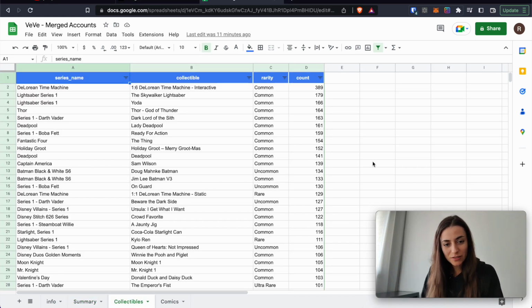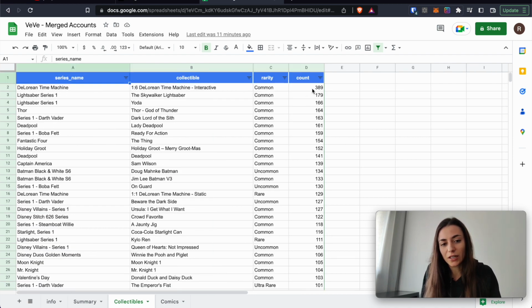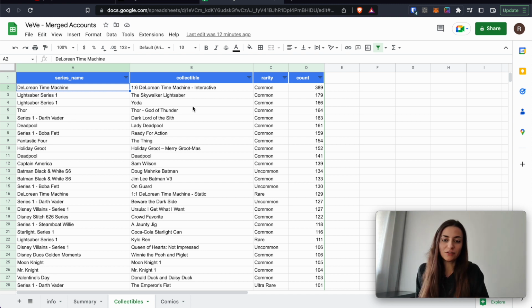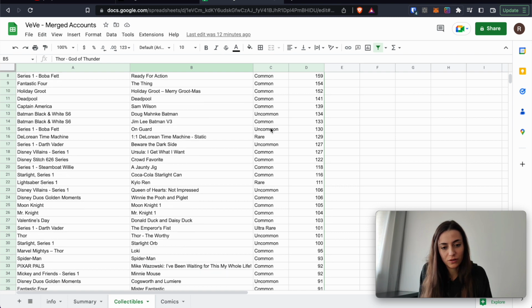So let's start with collectibles. Here I have the summary of all collectibles, basically, and how many of them were transferred by merging accounts, ordered by amount. We see that the collectible of which most editions have been transferred was the common DeLorean. A total of 389 of those common DeLorean were transferred from inactive, non-KYC accounts to now active users. After that we have those lightsabers, Thor, some of those Darth Vaders, basically a lot of commons.